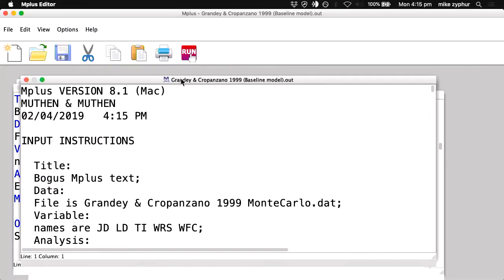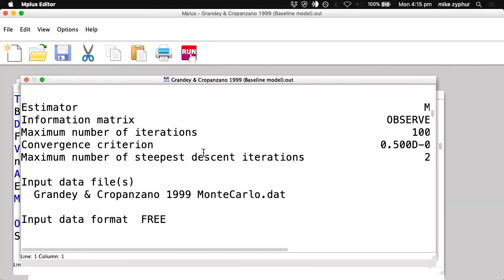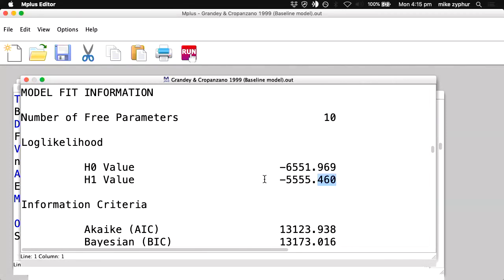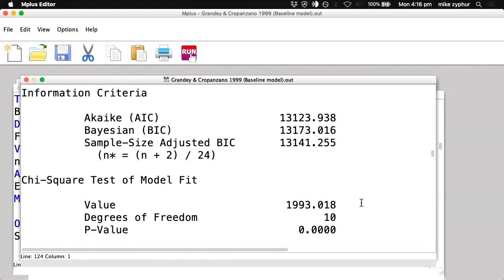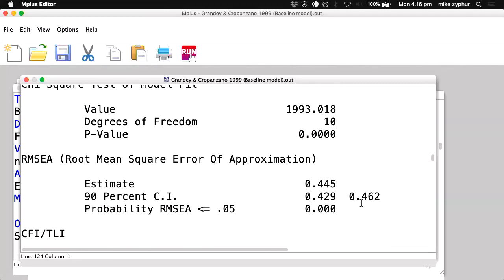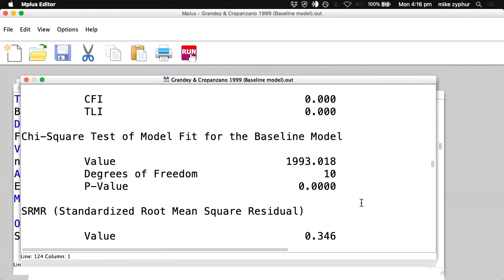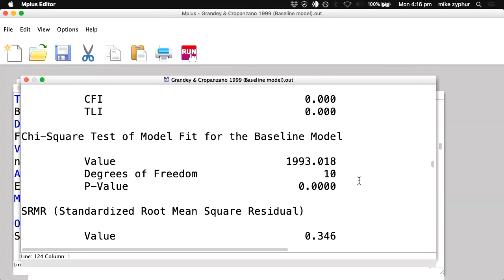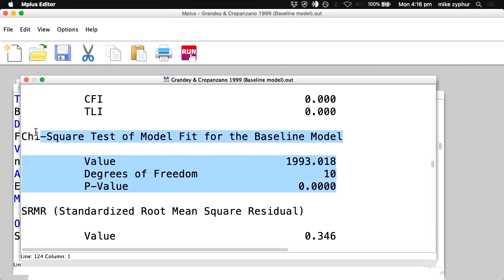Let's see what it looks like. So we'll go down. This is the worst possible fit given the data. This is the best possible fit given the data. I've obviously screwed this up a little bit because we're referring to different data sets. But it's okay. When we go back to the analysis model, it's going to be fine. Okay. Here's what I want you to see. Chi-square test of model fit for the baseline model.